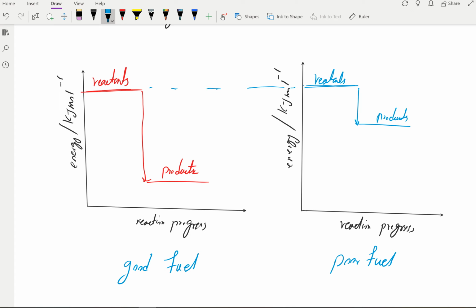So you get more energy for burning a good fuel than burning the same amount of the poor fuel, and the difference in energy level is shown here. So the amount of energy which is released for a good fuel is much more than the amount of energy which is released for the poor fuel. So this difference is the energy given out for burning 1 mole of the fuel. Here the amount of energy which is given out is very small for the poor fuel.